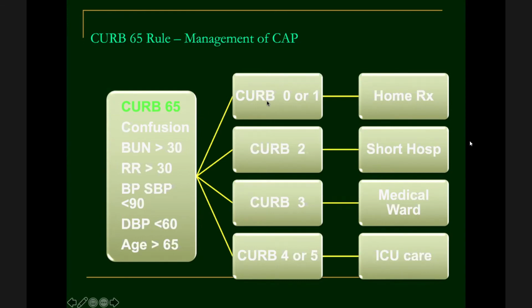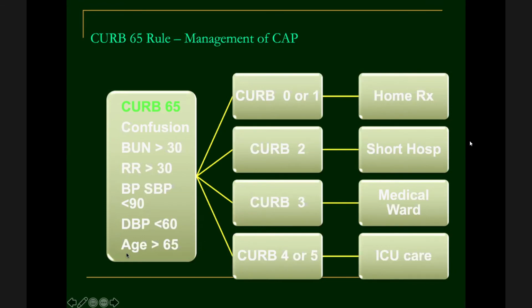Okay, so if the CURB score is 0 to 1, you treat the patient at home. If the CURB score is 2, hospitalization will be advised, and with a CURB score of 3, the patient should be treated in the medical ward. If the patient has a CURB score of 4 or 5 points, then you can transfer the patient for ICU care.